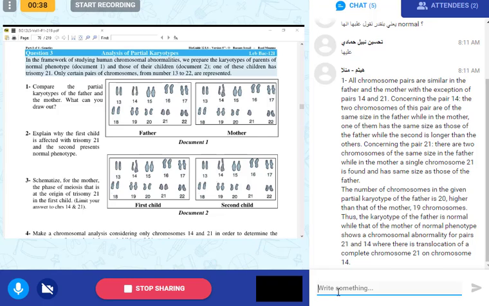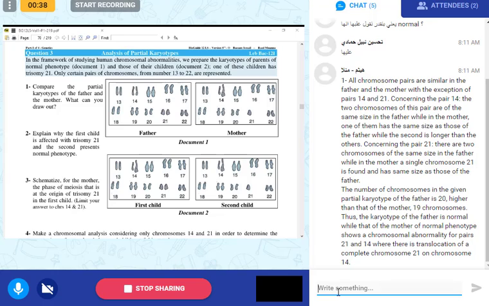The number of chromosomes in the given partial karyotype of the father is 20, higher than that of the mother, 19 chromosomes. Thus, the karyotype of the father is normal, while that of the mother of normal phenotype shows a chromosomal abnormality for pairs 21 and 14, where there is translocation of a complete chromosome 21 on a chromosome 14.